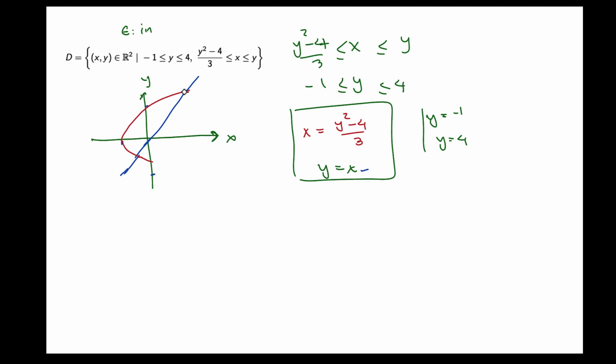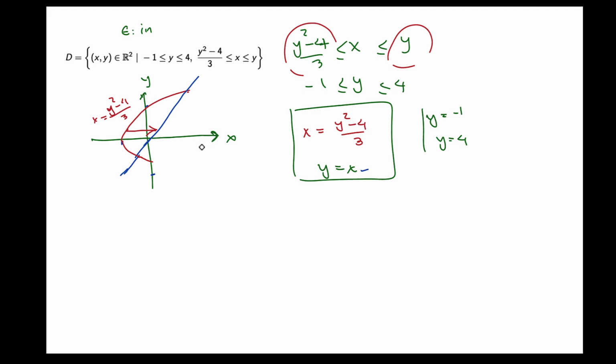Now, let's draw an arrow to figure this out. I want x to be bigger than y squared minus 4 divided by 3, so it starts from here, and then I want it to end at x equal to y. So the arrow goes this way, and that works. That's the lowest, and that's the highest in the x direction.